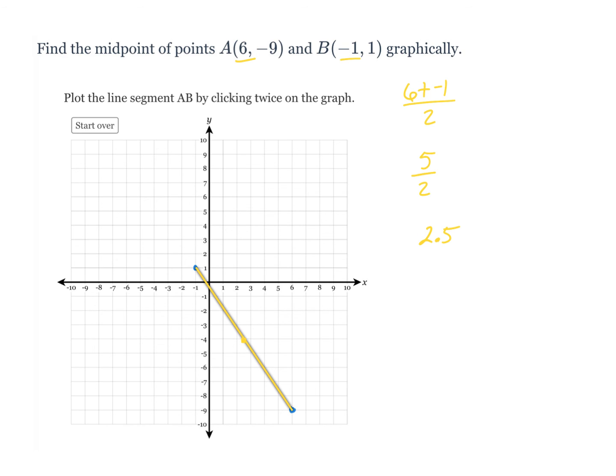It looks like that's at -4. But don't trust these graphs to eyeball them. Let's take a mathematical approach to this. So we're going to go -9 plus 1, which is -8, divided by 2, which is -4, which it appeared to be. So we'll go from there.